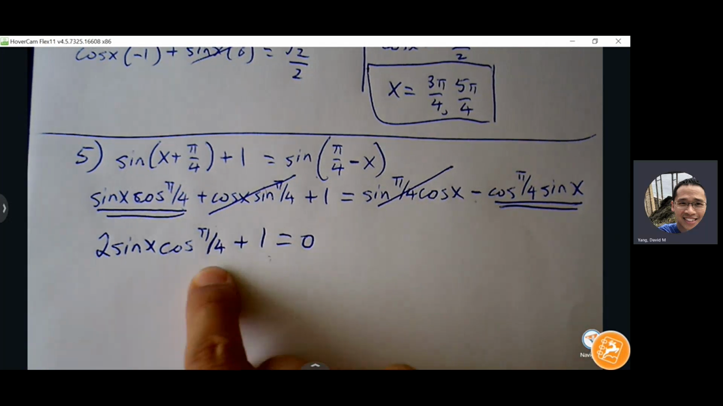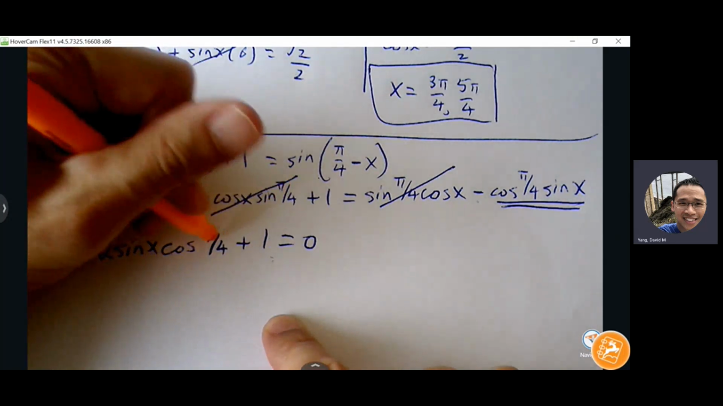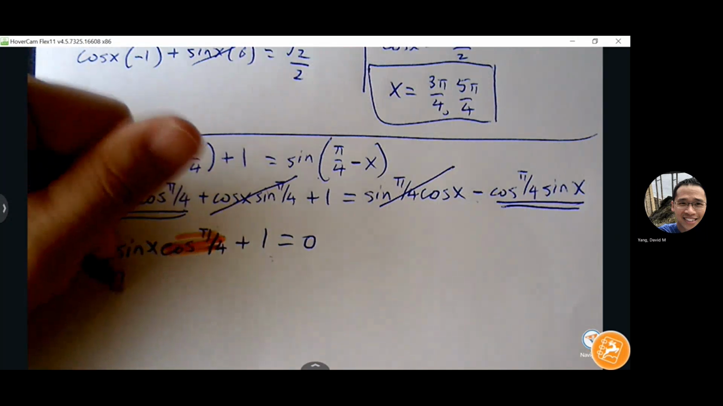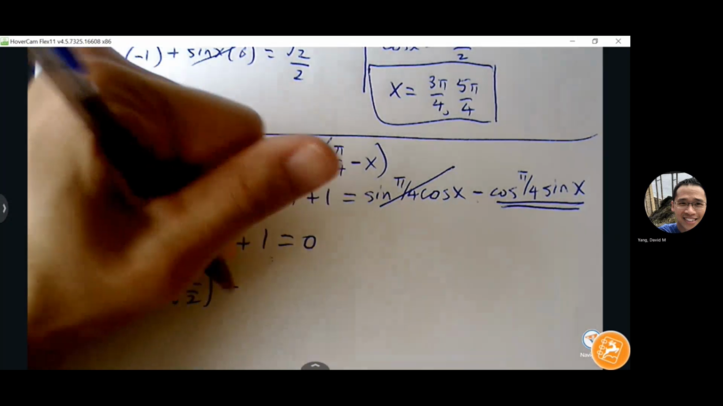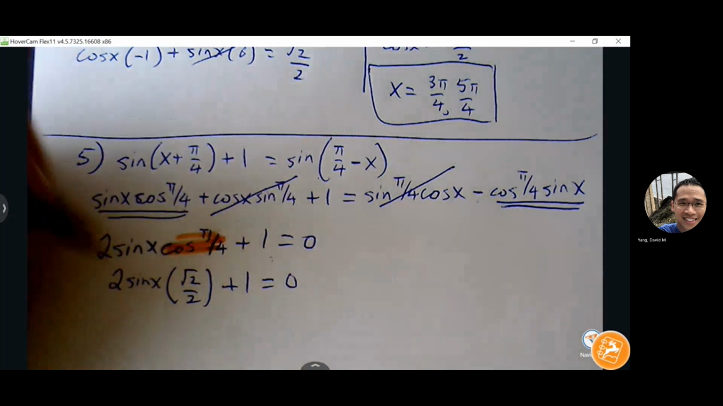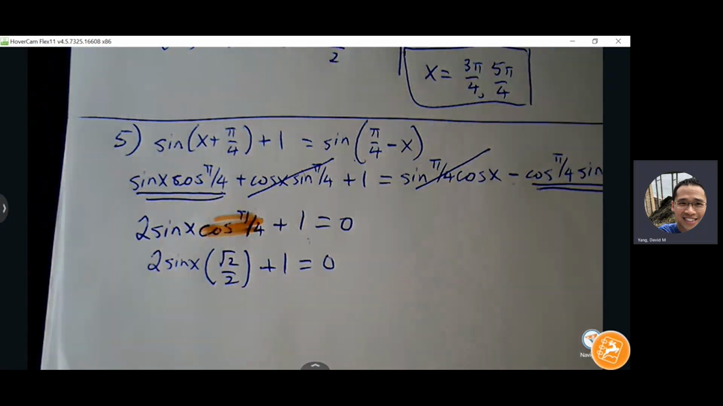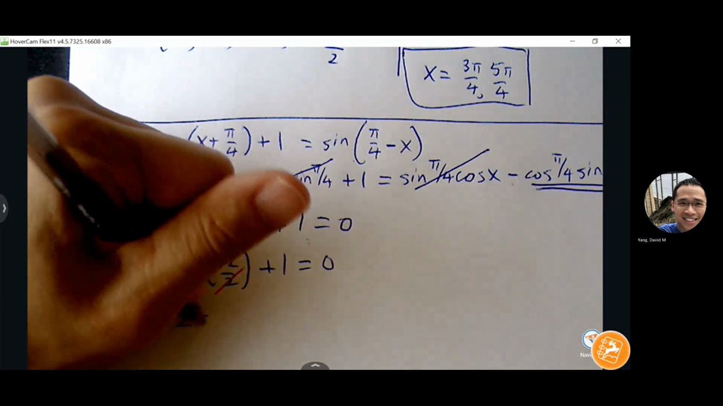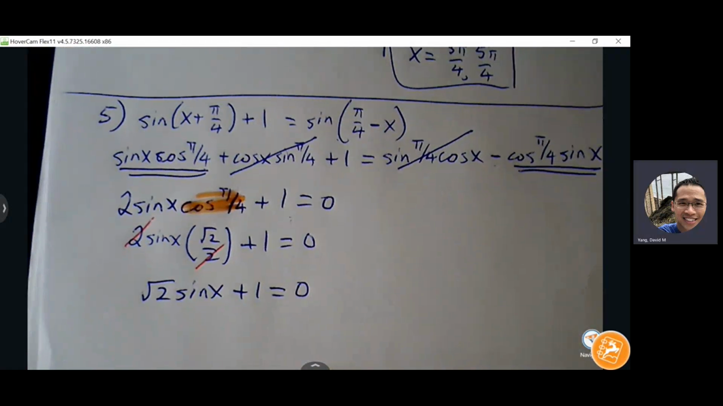Okay, so one thing that we can clean up is that cosine of pi over 4. So what's cosine of pi over 4? Root 2 over 2, okay. So these are both outside the sine function. I can reduce, so the 2 and 2 in the numerator and denominator can go away. Okay, so now I can just try to get that sine x by itself.